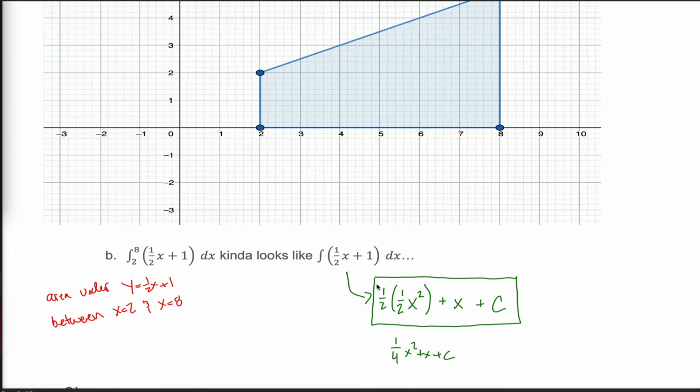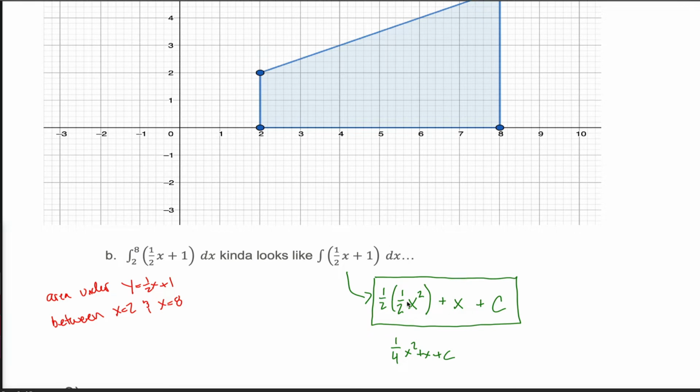How are they related? Well, the things that we're kind of missing over here are the 2 and the 8. The 2 and the 8 are the bounds of this area in the x direction, right? These are both x values, this 2 and this 8. They refer to this line x equals 2 and this line x equals 8.